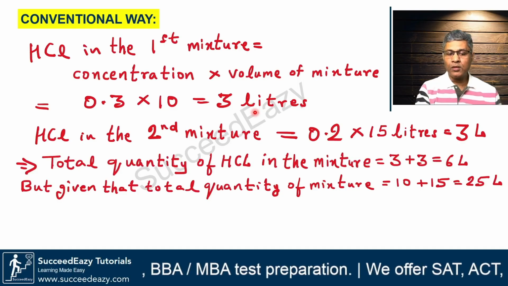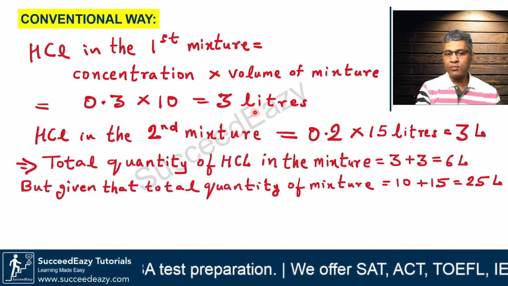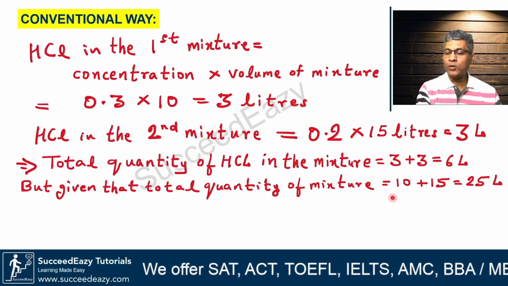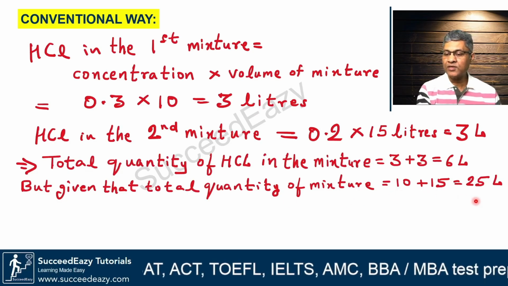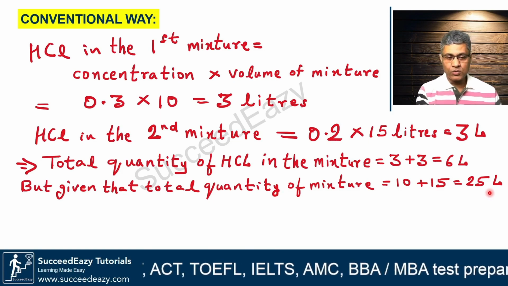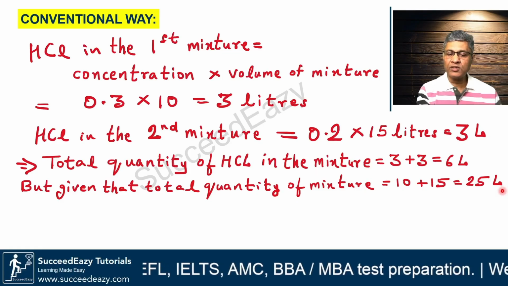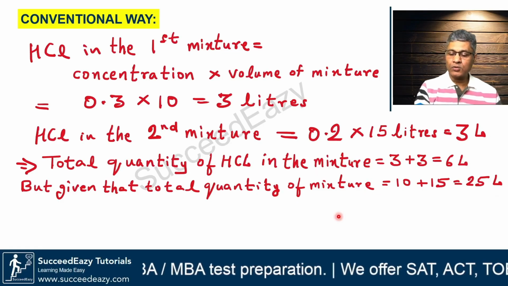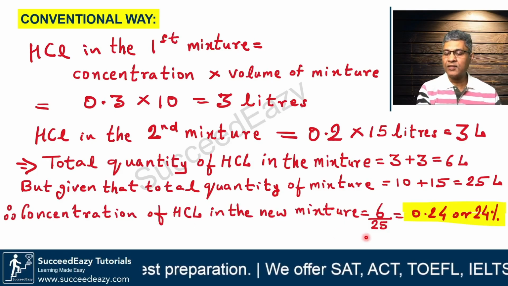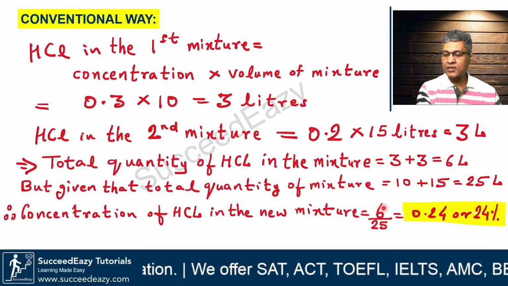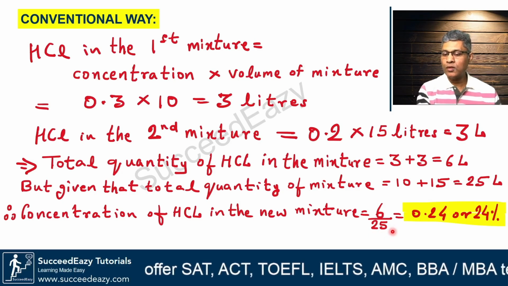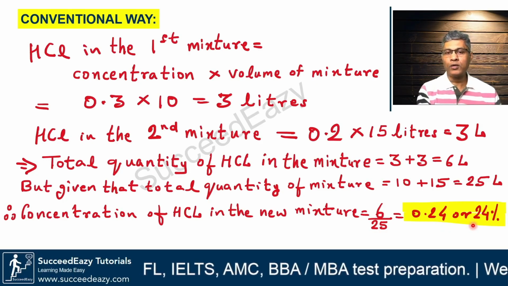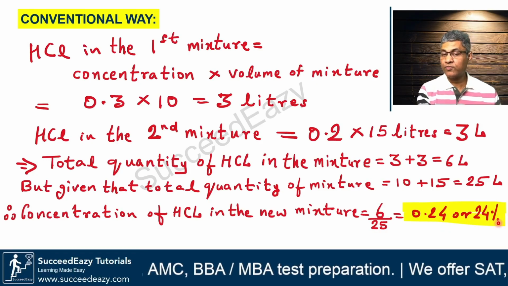So total quantity of HCl in the mixture is how much? 3 plus 3, that is 6 liters. But it is given that the total quantity of the mixture is 10 plus 15, that is 25 liters, right? So in that 25 liters, how much is hydrochloric acid? It is 6 liters. So obviously the concentration of HCl in the new mixture is 6 divided by the total volume 25 liters, that is 0.24, or multiply that by 100 to get 24%.